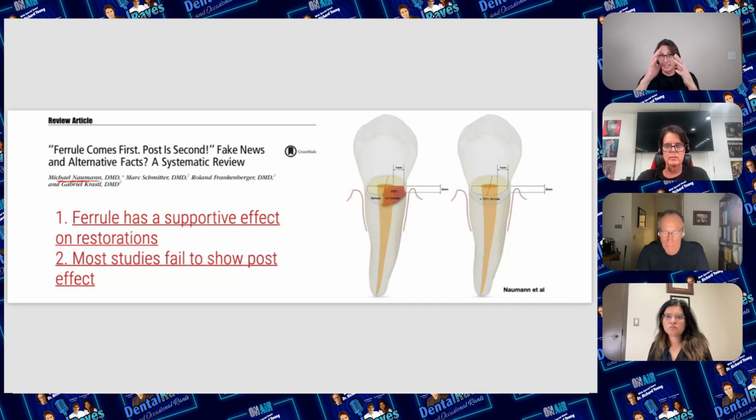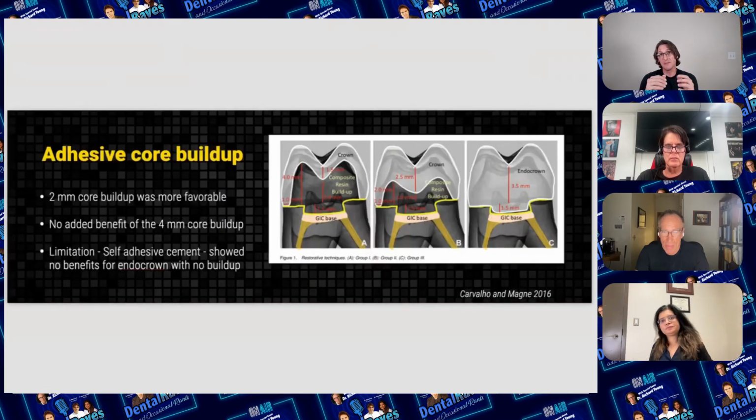So I stopped using ferrules and I stopped using posts and I stopped using all of that when I understood that all I need to do is to reconstruct what I have. And if I have a hole because it's endodontically treated, I'm going to use the hole. I'm going to go in the hole as deep as I can, and I'm going to save as much enamel as I can. And that's the end of the story. To me, it's not as complex as we want to make it.